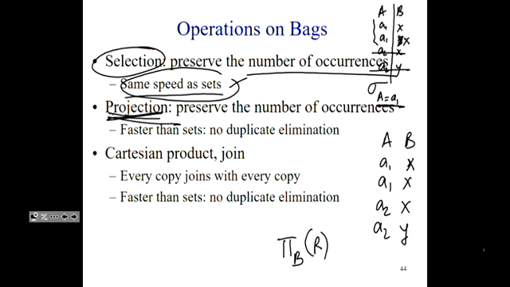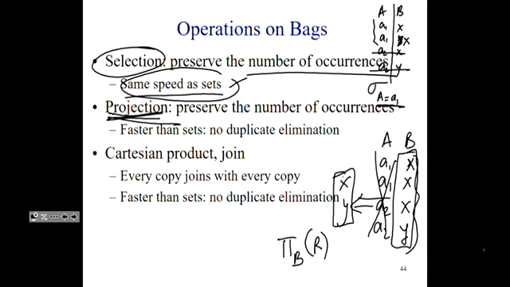In the set case, what I would have to do is get rid of the A values and then take this set of values and collapse it down to give me X and Y, because it has to look like a set. It can't be a bag. In the bag algebra, I don't need to do any of that. I just need to eliminate all of the values corresponding to the attribute A, and then I can preserve the number of instances corresponding to B. It's much easier because I don't need to do duplicate elimination.